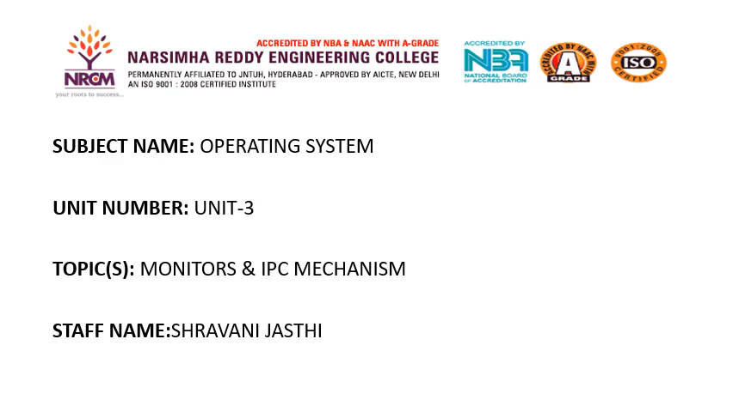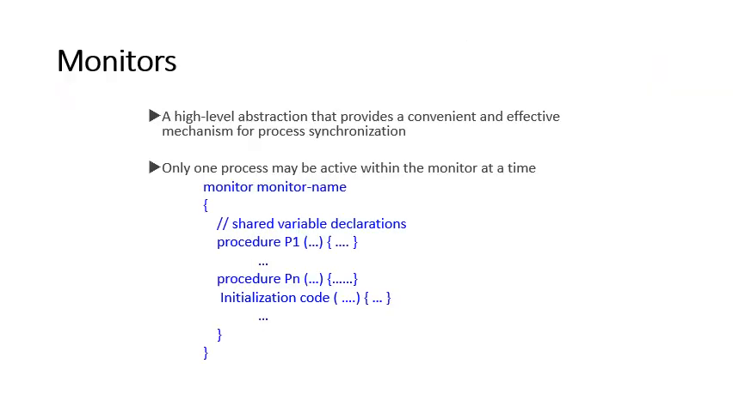This is Shravani and I'm going to explain about the operating system subject of Unit 3, and the topics are monitors and IPC mechanism. First of all, the monitor is one of the ways to achieve process synchronization. The monitor is supported by programming languages to achieve mutual exclusion between processes. For example, Java synchronized methods, where Java provides wait and notify type of methods.